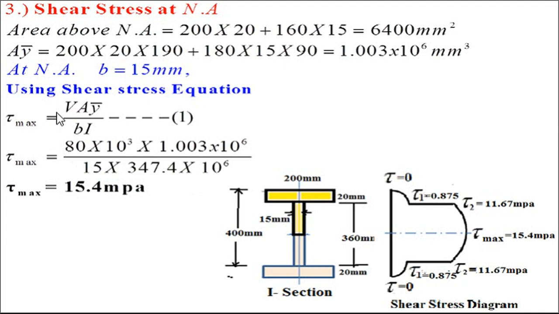So using the shear stress formula, VA y bar upon BI, I will calculate tau max. V is 80 kN, AY bar is this particular term, divided by B which is 15 into I which is 347.4 into 10 to power 6. So here I will get 15.4 MPa as tau max, and that is at the center, at the neutral axis. Okay, so top and bottom, because of symmetry, tau 1, tau 1, tau 2, tau 2, tau max at the center. Show the shear stress distribution diagram, and draw the shear stress diagram showing all the values. Then you will get the full weightage of marks.